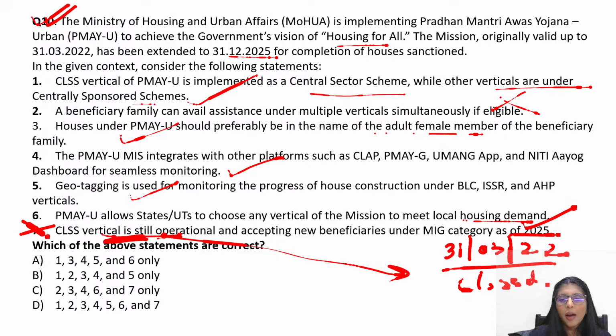So we have to tell the correct statements. Which are the correct statements? 1, 3, 4, 5, 6 are correct statements. Option A is the right answer. Okay.